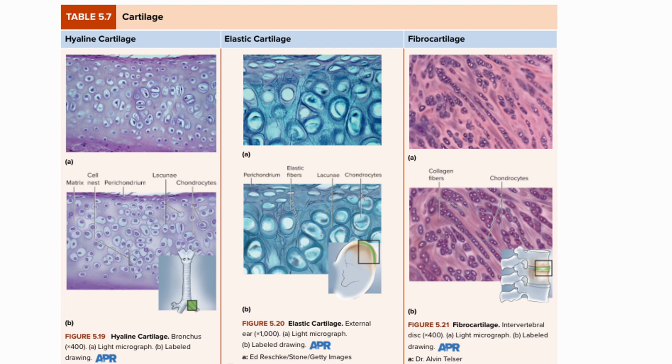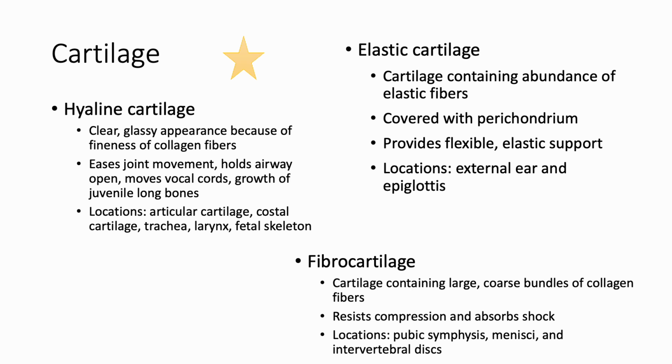All right? So here we have all of that we just mentioned, but in words. Hyaline cartilage has a clear, glassy appearance because of the fineness of the collagen fibers. It eases joint movement. It holds your airway open. It moves your vocal cords. It's your growth plate in your long bones. It's made up of hyaline cartilage, so it allows for growth of juvenile long bones.